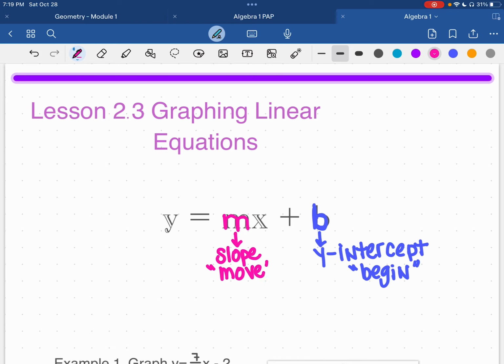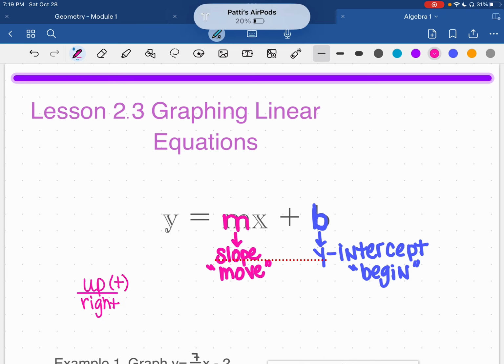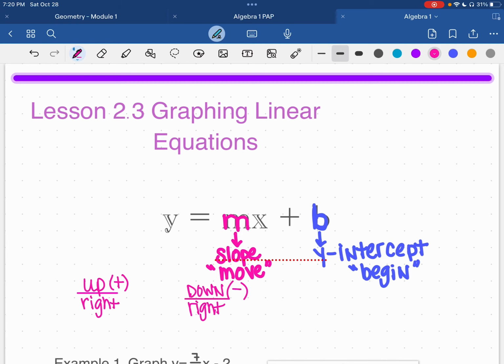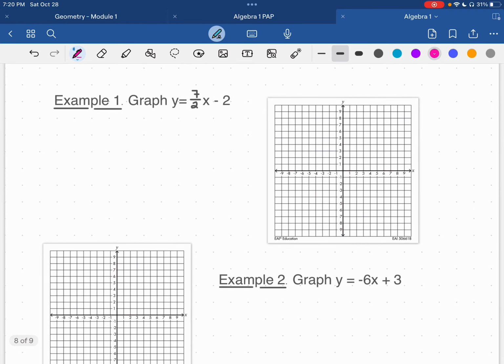Remember, in the last lesson, we talked about slope telling us to go up and to the right. Remember, up was our positive direction, or it told us to go down and to the right. And remember, down was our negative direction. All right, let's go ahead and take a look at our first example. y equals 7 over 2x minus 2.